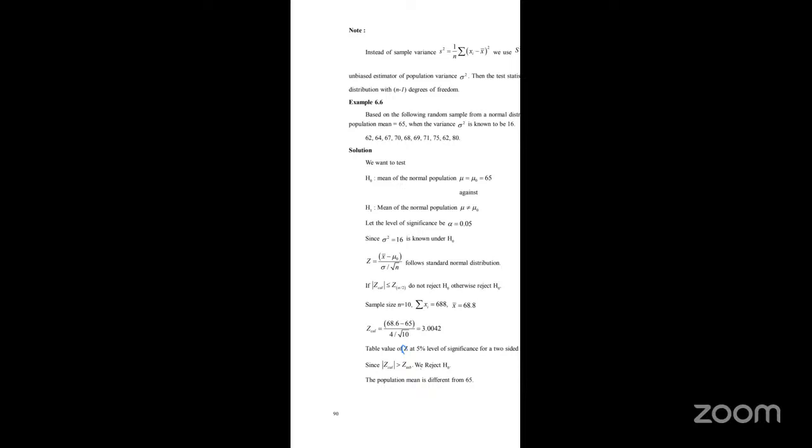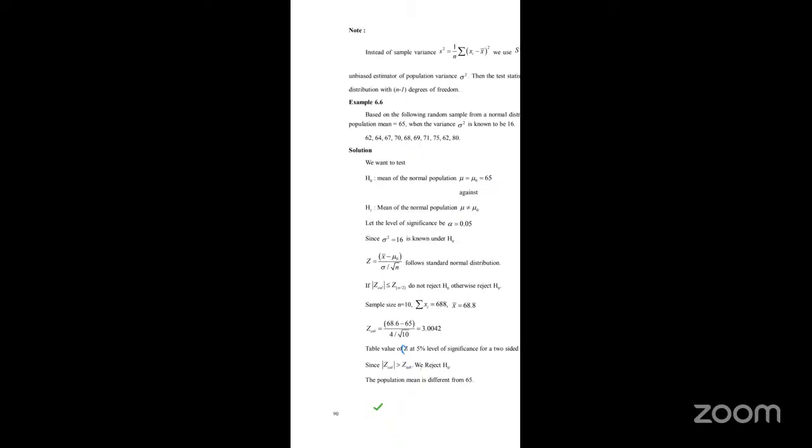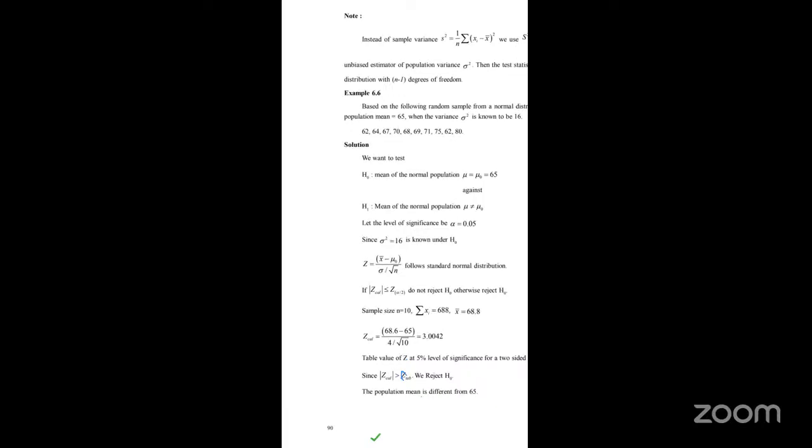Here the sample mean x bar is the sum of observations divided by the number of observations: 62 plus 64 plus 67 plus 70 plus 68 plus 71 plus 75 and so on. There are 10 observations in all. So 686 by 10, that is 68.6. So (68.6 minus 65) by 4 by root 10, the value is 3.002.